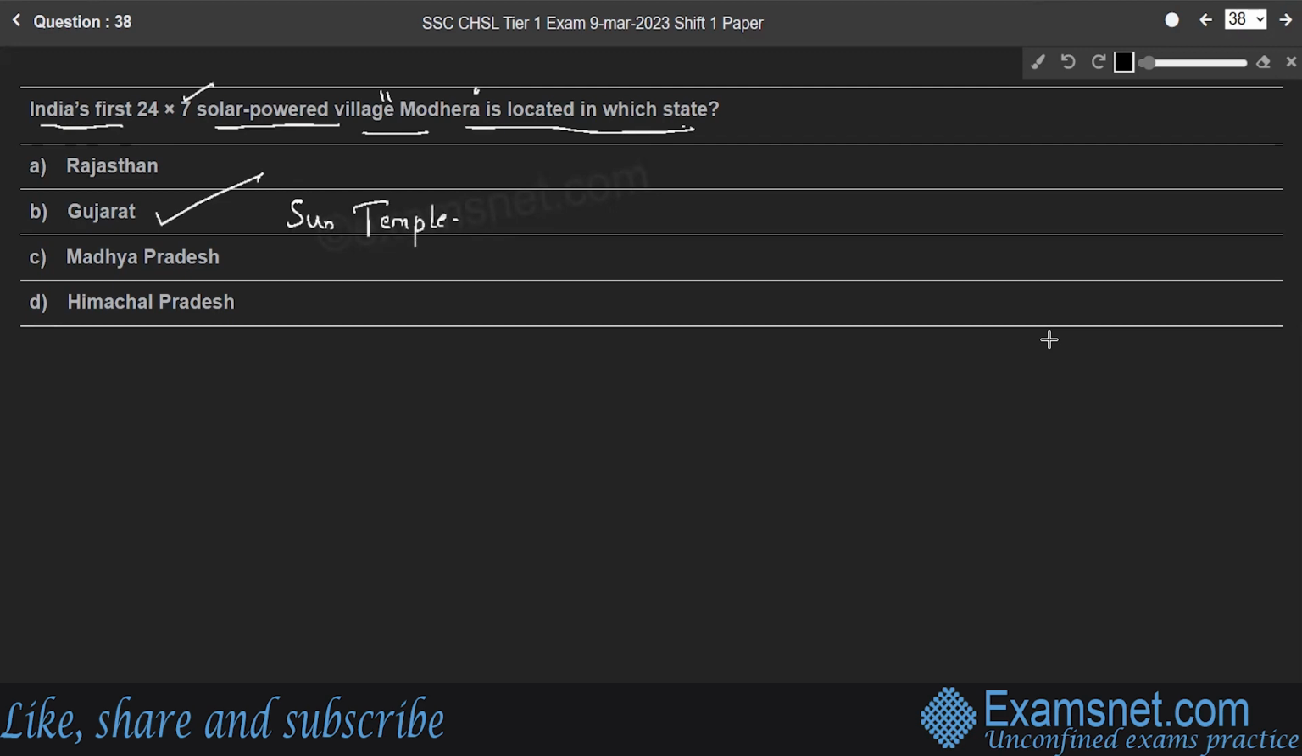The solar power plant installed in the village generates enough electricity to meet the energy needs of the entire village, making it self-sufficient in terms of power. The initiative was taken by the Gujarat government under the Mukhyamantri Solar Sahay Yojana to promote the use of renewable energy in rural areas.